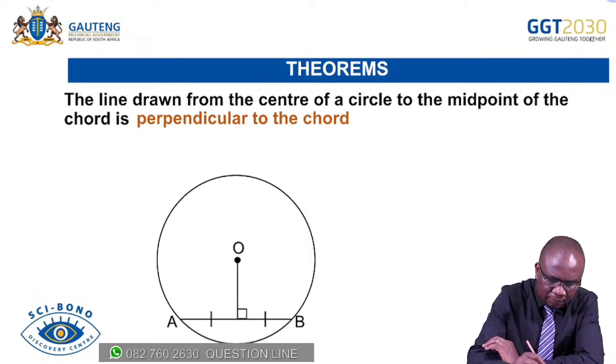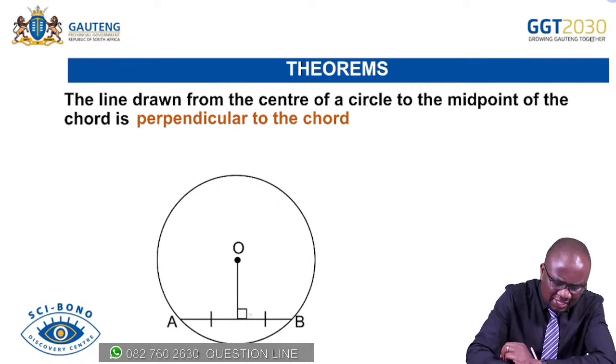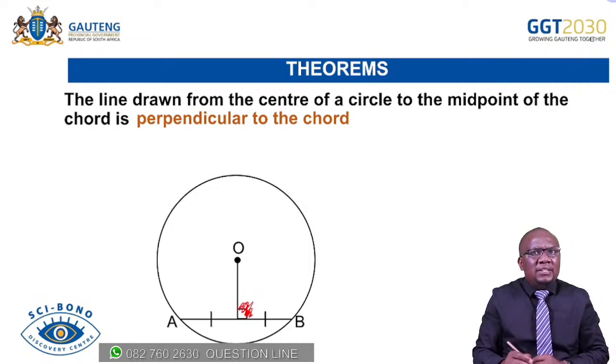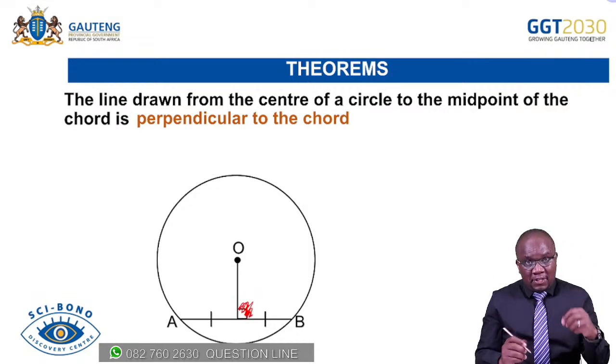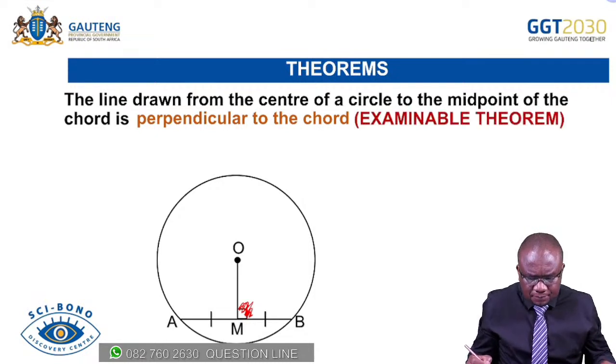Let's prove that this angle here is 90 degrees. Now let's remove this. We don't know that this is 90 degrees. We're going to remove that and want to prove it, and then after proving it, we'll put the sign for 90 degrees. Okay, right, let's start.